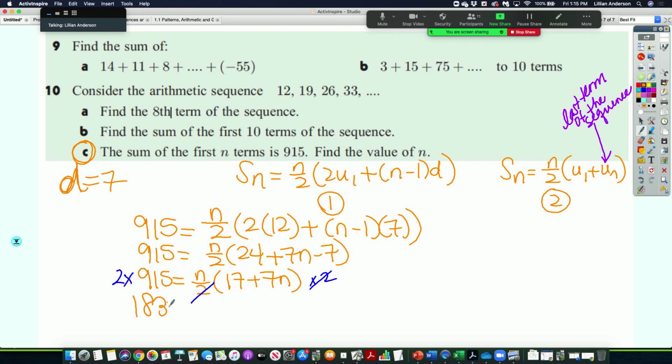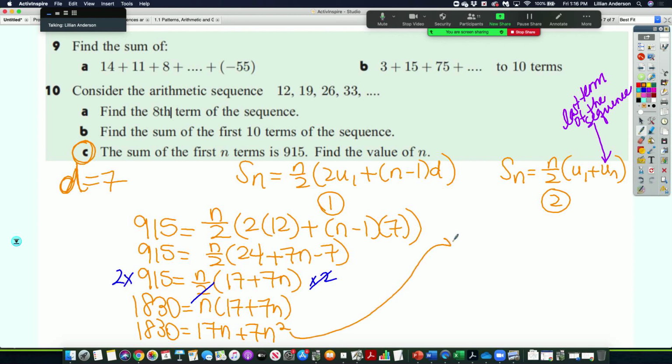Confirmation? Yes. Okay, thank you. Then I can distribute over the n to get 17n plus 7n squared. Remember, n times n is n squared, or, it's variable times a variable. You add the exponent, so that's how you get squared. And now this becomes nothing but a good old quadratic. You're going to hear me say that often. Nothing but a good old quadratic.